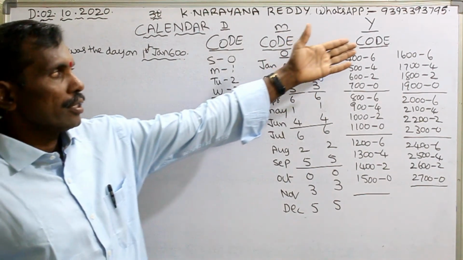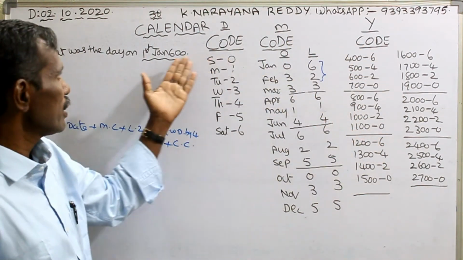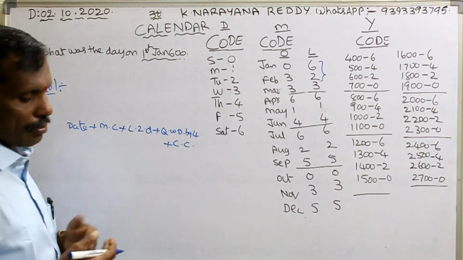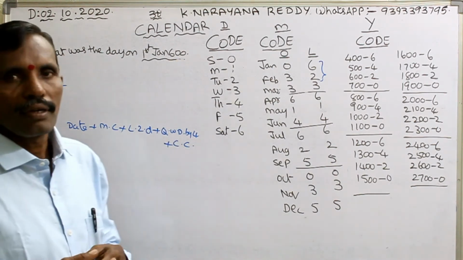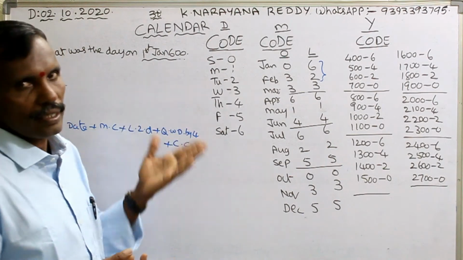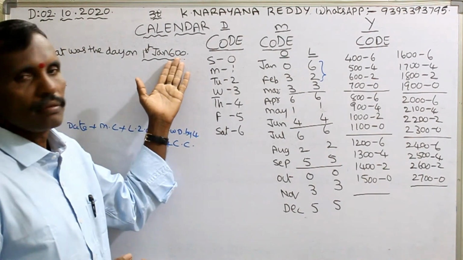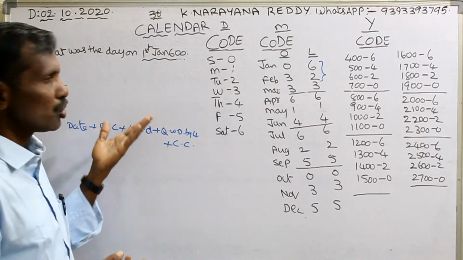Century code, these are these things. Century means here 600. Sometimes 620, 615, so many years are there. But we are taking 600 now. That is why 00.